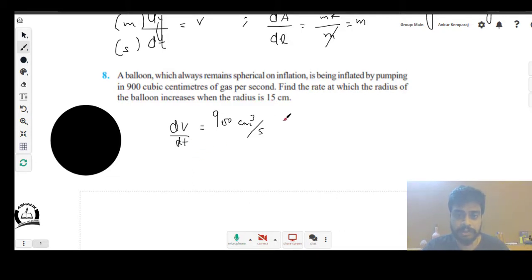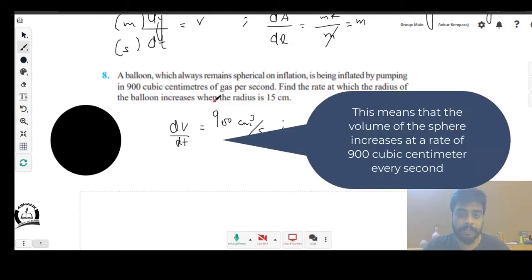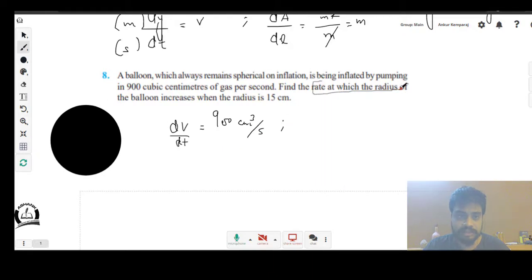That's what is given to you in the question. So you see how important the units play a role here. Now the question is asking us to find the rate at which the radius of the balloon increases when the radius is 15 centimeters. The rate at which the radius is increasing, the rate at which the radius is changing. So the question is clearly asking you how the radius is changing.